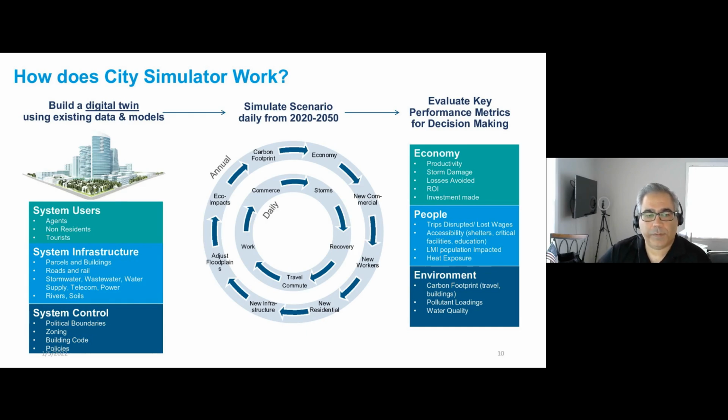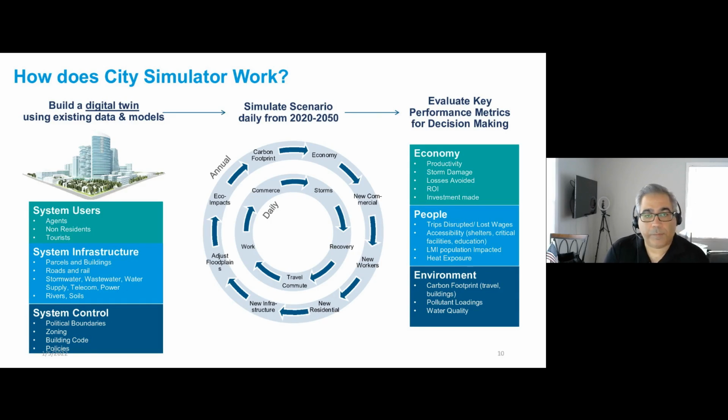That's on the left side of this slide. And we wanted to get very detailed with it. So we said, let's include system users. This is called an agent-based model, which means that if it's a population of 1 million people in your city, we have an avatar population in the tool of 1 million people all moving around the city, so that we can measure how they're disrupted when climate change events occur. We have system infrastructure, so this includes all the parcels, buildings, roads and rail, stormwater, wastewater, all the utilities, and the natural systems, rivers, soils, and so on.